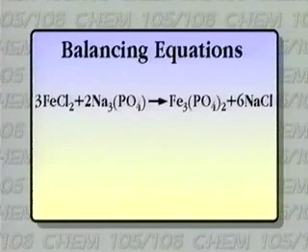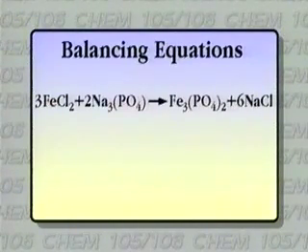We have 3 irons and we have 3 irons. We have 3 times 2, we have 6 chlorines. We have 6 times 1, we have 6 chlorines. We have 6 sodiums, 2 times 3, we have 6 sodiums. And we have 2 of these phosphate groups, and we have 2 of the phosphate groups.